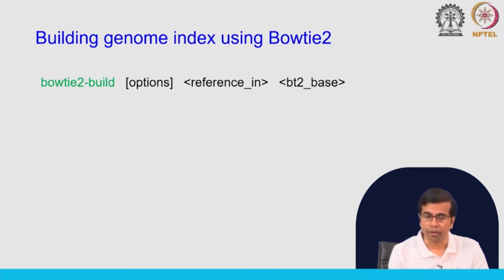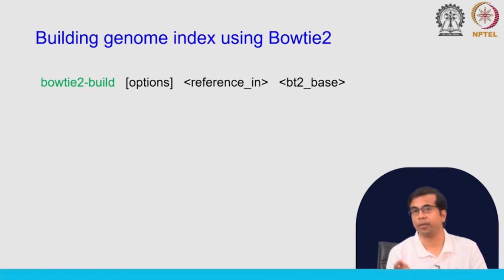So, this is bowtie2-build followed by certain options which might be useful in certain cases, followed by this reference_in. This is the list of reference genome sequences. It could be a single reference genome, or it could be multiple reference genomes. Maybe you have sequenced one reference genome along with certain other fragments, then you want to use these multiple reference genomes to build the index. And then you have bt2_base, which means you want to give the base file name for the index files.